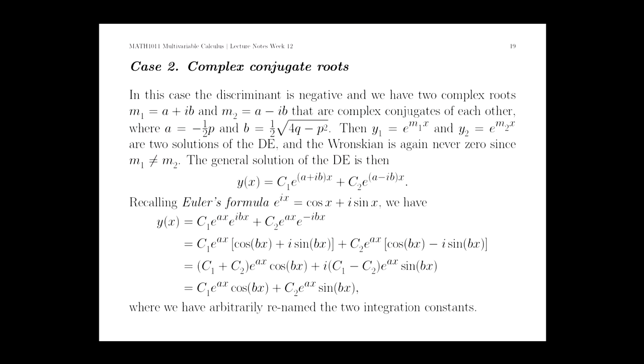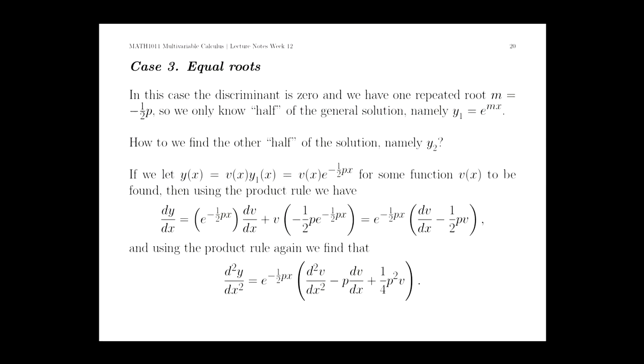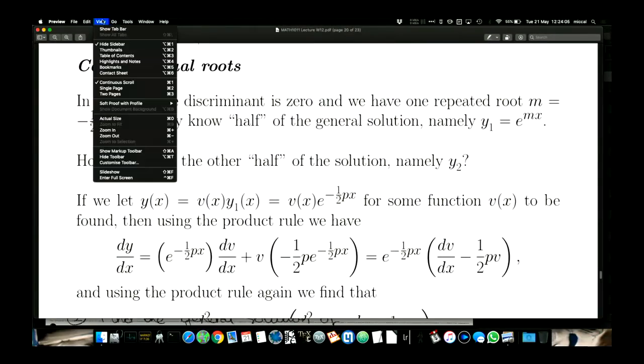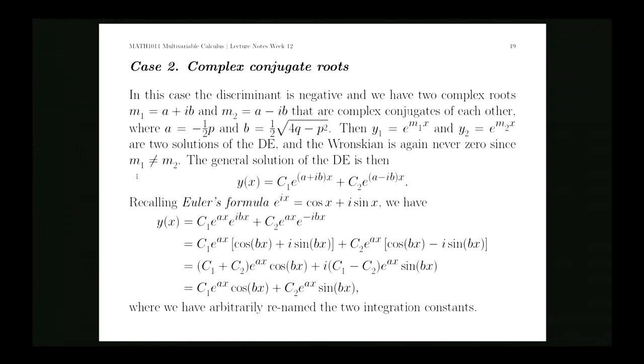C1 e to the ax times cos of bx plus C2 e to the ax times sine of bx, where your roots are a plus or minus ib. So a is the real bit, b is the imaginary bit of the roots of your characteristic equation. So no exponentials are involved, but there's some cosines and sines there.